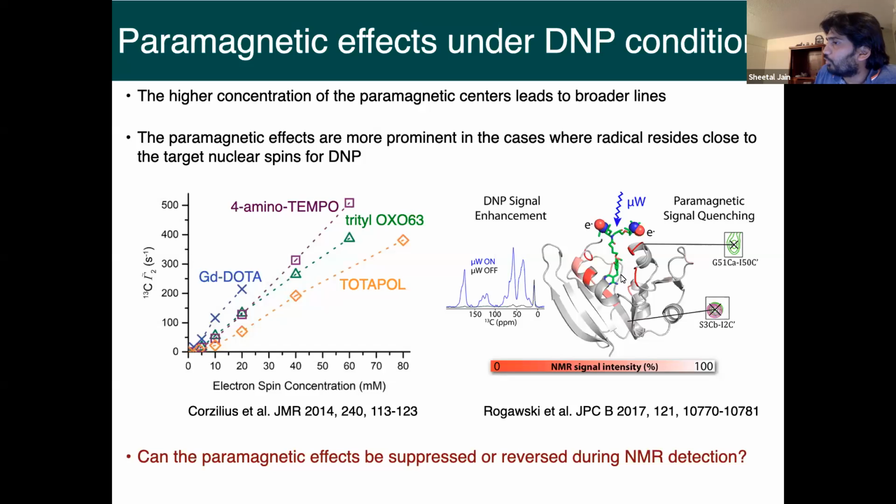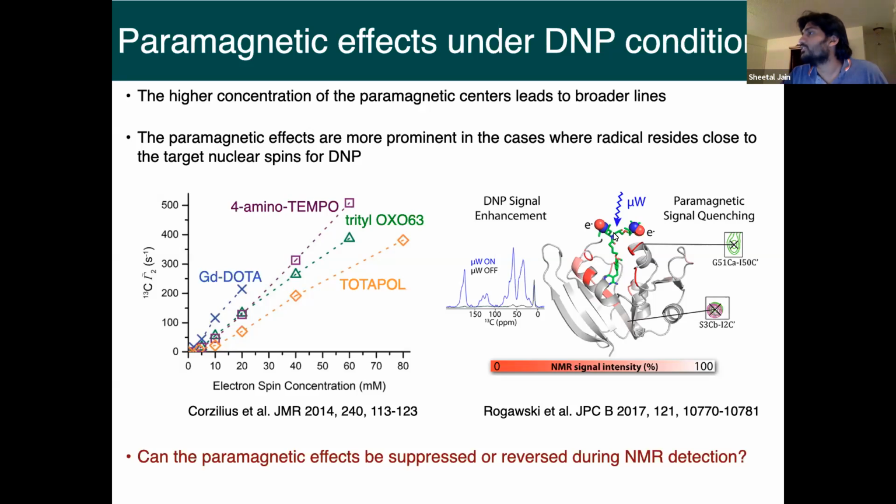And more recently, the group of Professor McDermott showed that you can attempt to perform DNP with some biradicals tethered to the target system, which can lead to more precise information, not only the signal enhancement, but you can get direct distance information as well. But in that case also, they observed that some of the signals, those highlighted in red here, quench because they get too close to the paramagnetic center. That means their relaxation times become too fast, and the lines broaden out.